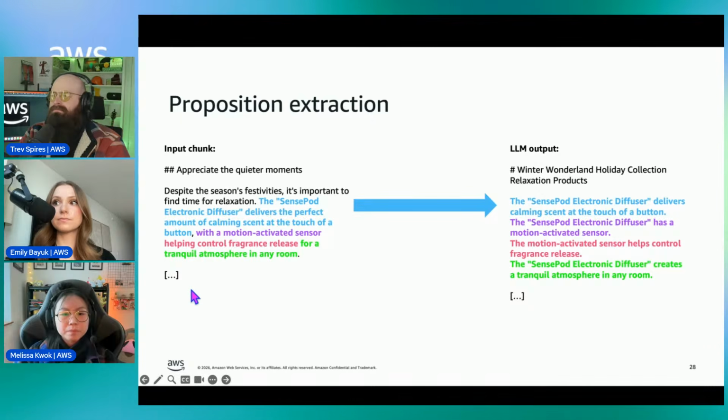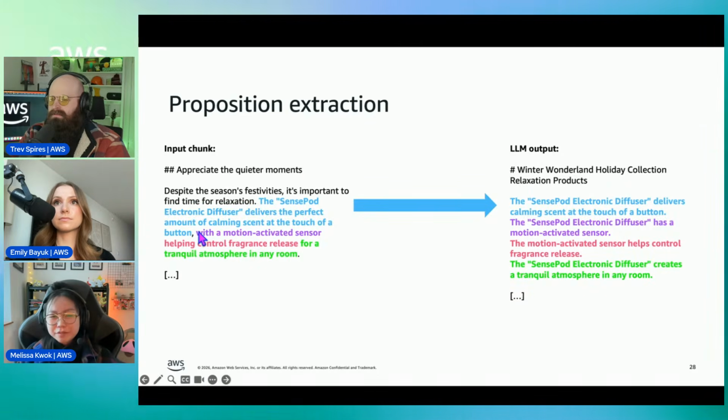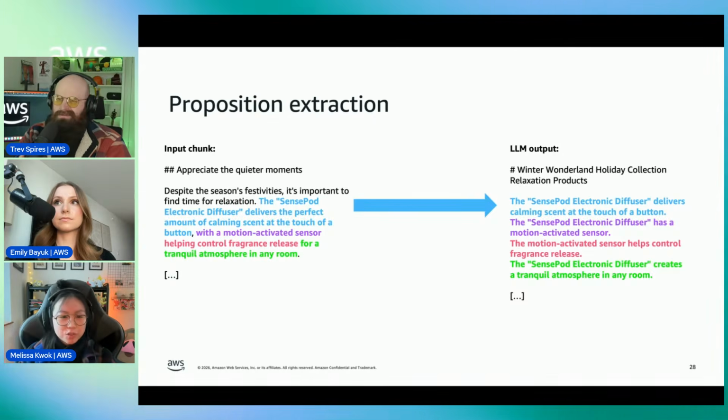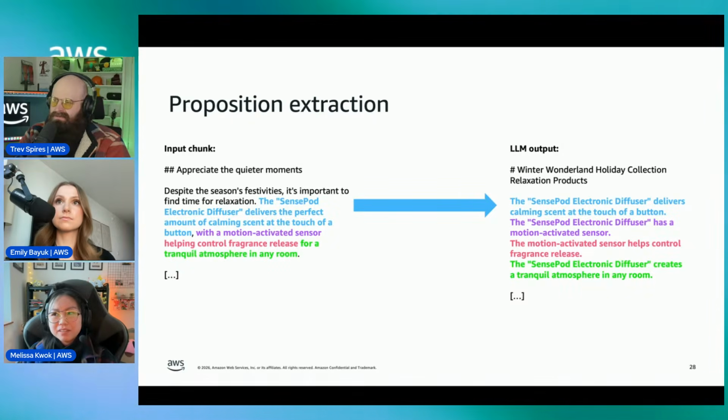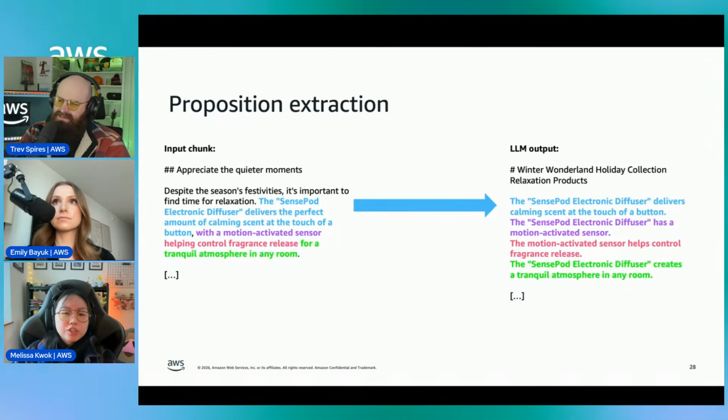So for example, if we look at just this purple section right here on the left, as a person reading the paragraph, you know that it's the electronic diffuser that has this motion activated sensor. But out of context, it could be a little bit difficult to tell. It says with a motion activated sensor, but what is the thing that has that motion activated sensor? And so proposition extraction is all about cleaning up the input chunks.